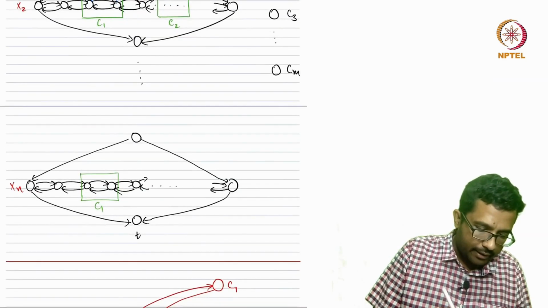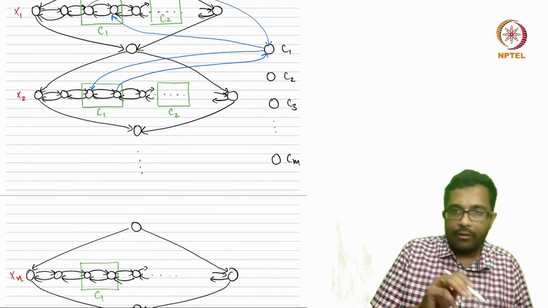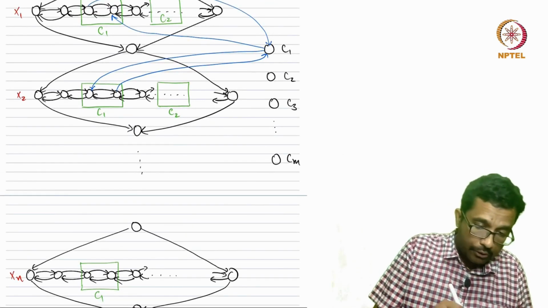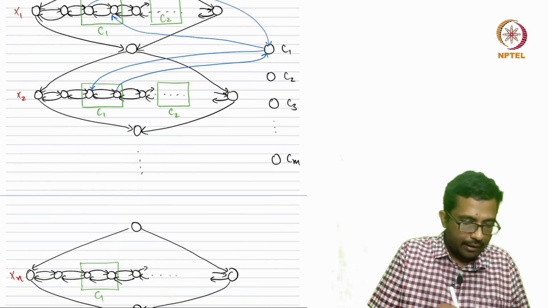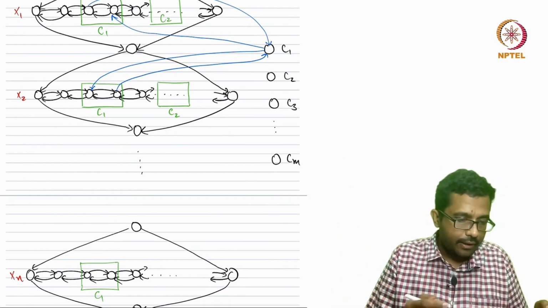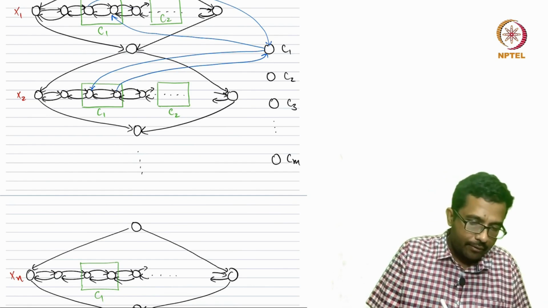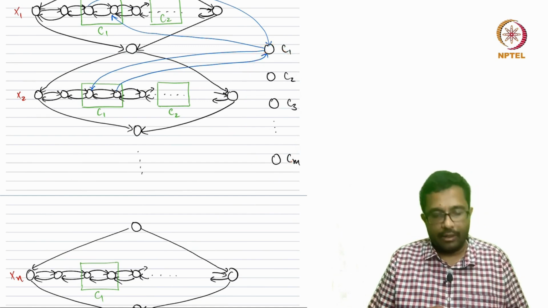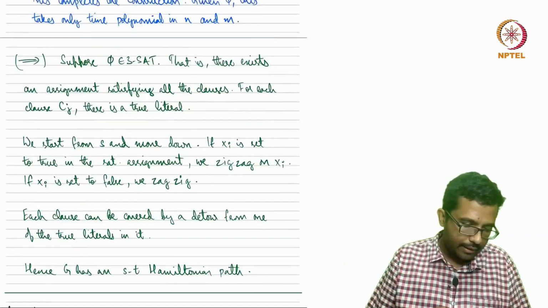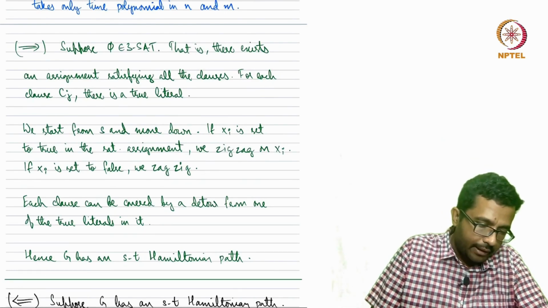Finally we reach t, and in the meantime we would have covered all the variables, and also all the clauses, because each clause is satisfied by some literal, and whenever we cross the literal where that clause is satisfied, we make it a point to cover that clause. So all these clause gadgets will be covered. Same thing I have written here: there exists a true literal for each clause.